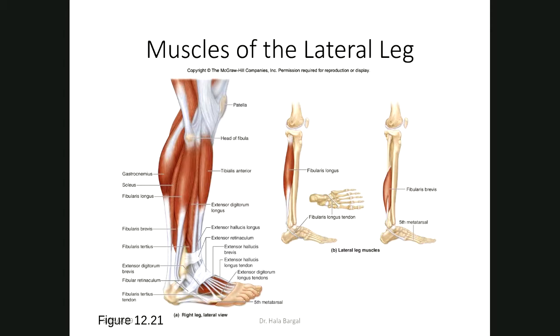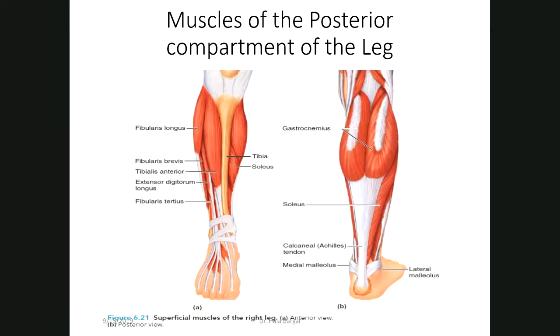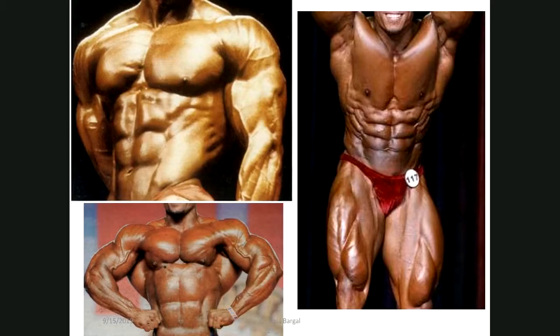Let us come to the calf muscle, or the posterior compartment of the leg. We will study two muscles, the gastrocnemius and soleus. Both the gastrocnemius and soleus are connected here in this tendon, which we call the tendo Achilles. So gastrocnemius and soleus are inserted here in the tendo Achilles, right? These are the posterior compartment of the leg, right?